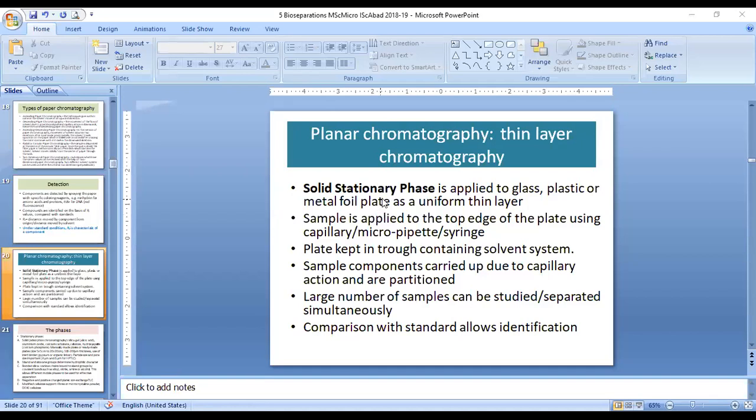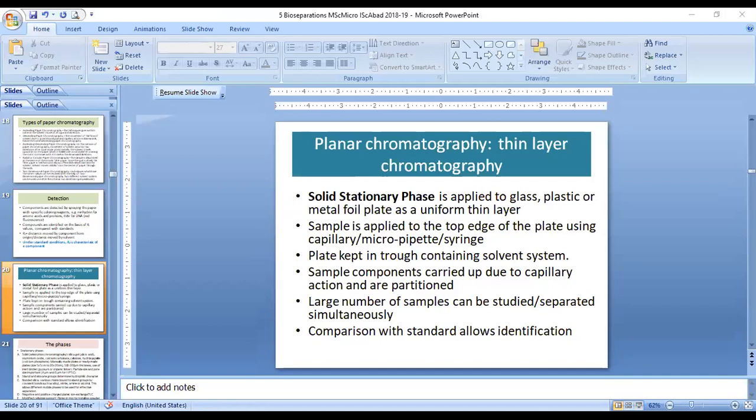In the last lecture, we have seen the basic concepts underlying chromatographic separations. And we have seen one form of planar chromatography, that is paper chromatography. So today we'll start with another type of planar chromatography, and that is called thin layer chromatography. Can you all see my screen?